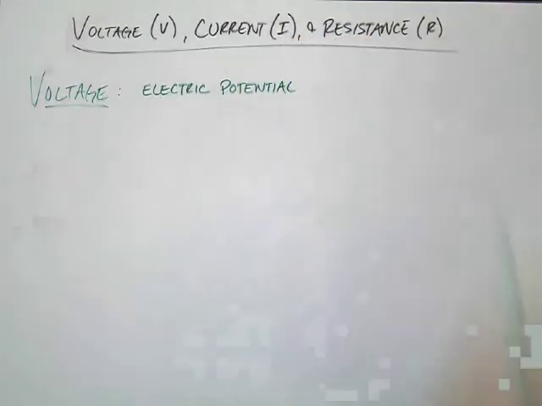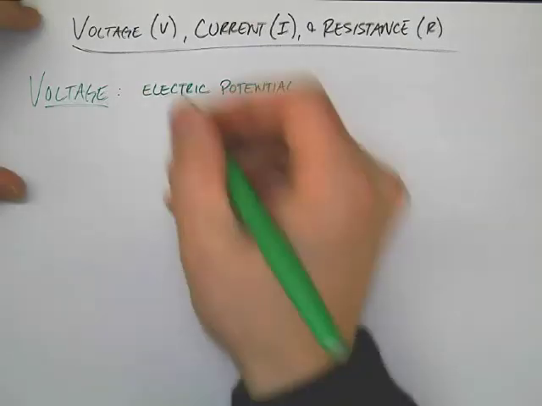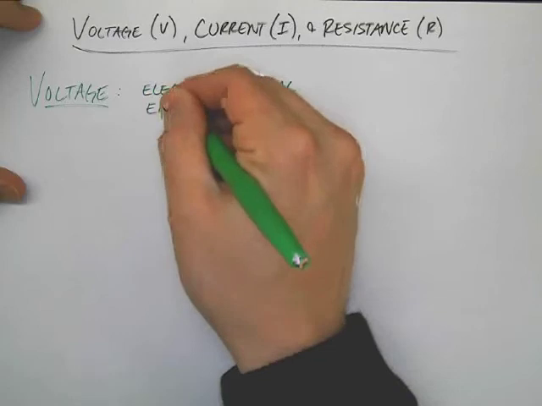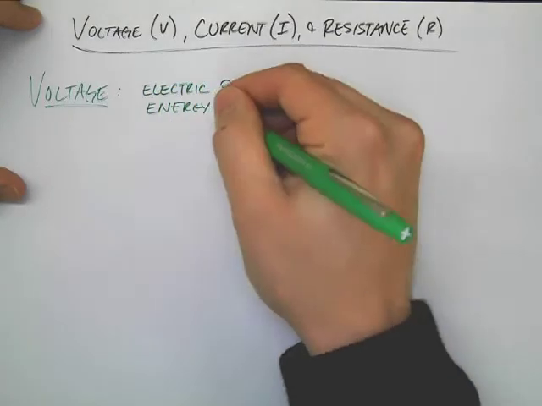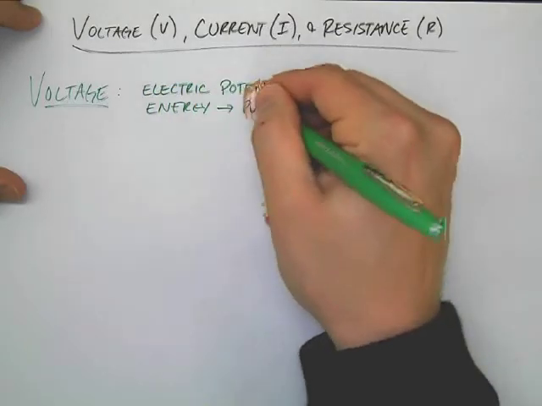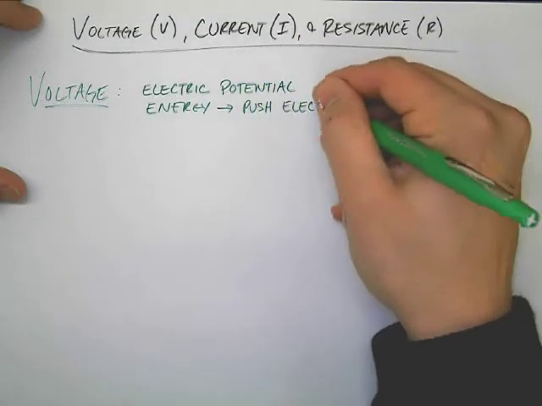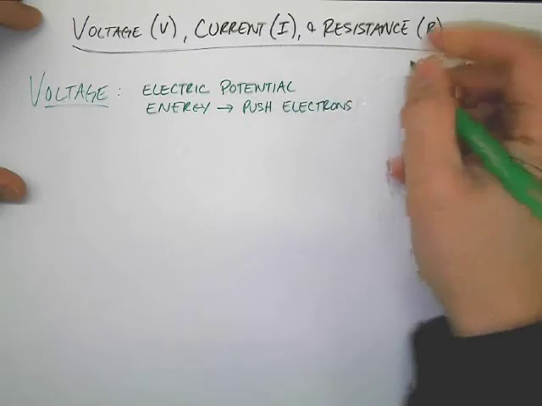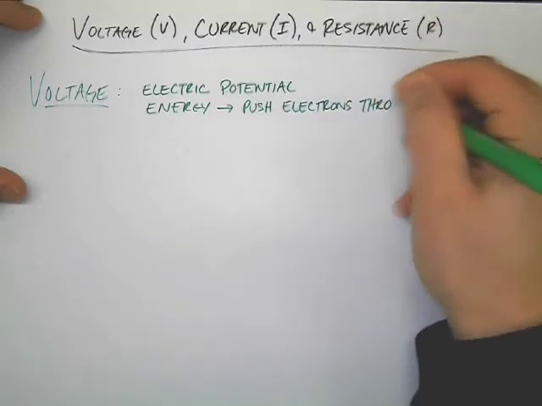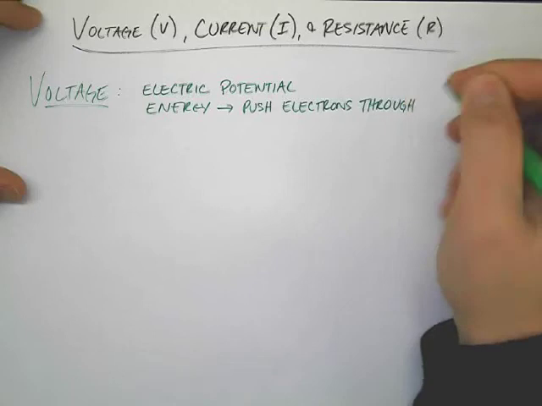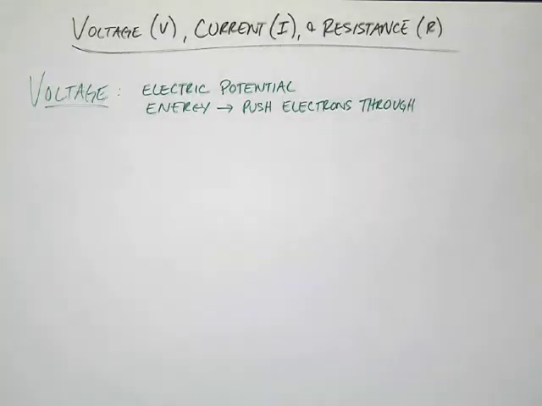So I think a good way to think of voltage is it's the amount of energy available that can push electrons through a circuit. So the higher the voltage, the higher the potential energy available that can actually move electrons when they're connected to the terminals in a battery.